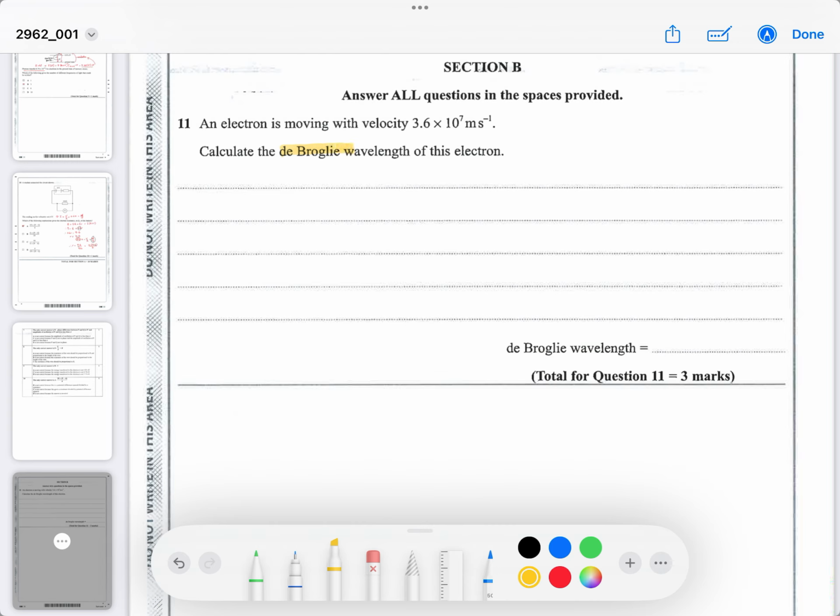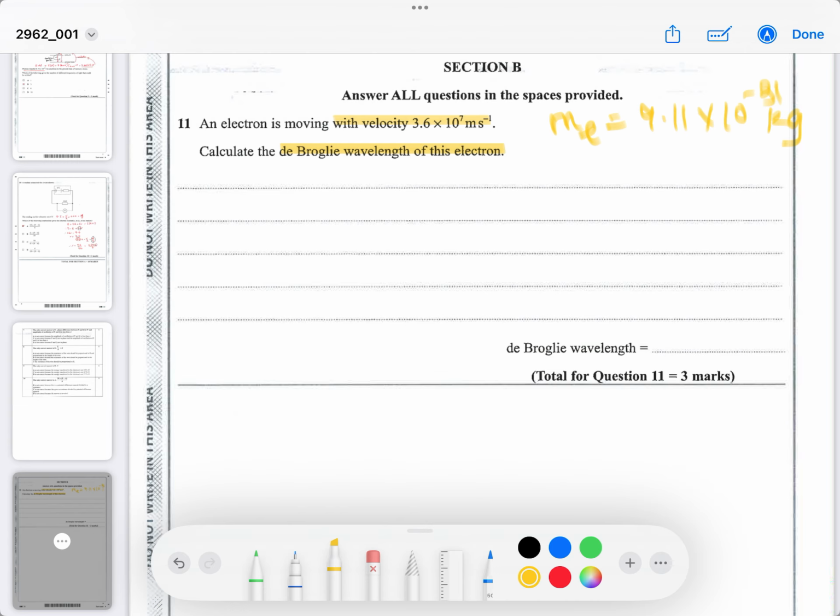So this is de Broglie, the wavelength of electrons. So believe it or not, what you were taught were particles also exhibit wave-like properties. So they're giving you the velocity. And in your data sheet, you will find that the mass of the electron is provided. It's about 9.11 times 10 to the minus 31 kg.